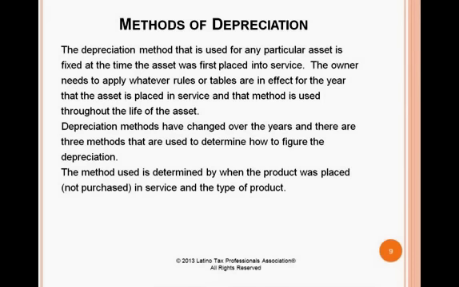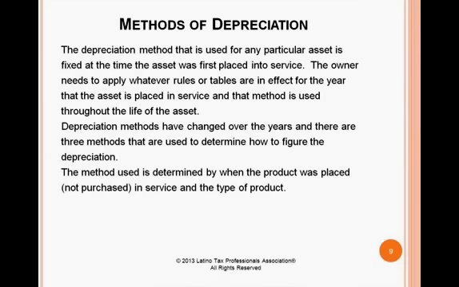Obviously, if you buy a copier at the beginning of the year, you're going to have more depreciation for that year than if you bought it at the end of the year. The owner needs to apply whatever rules or tables are in effect for the year that the asset is placed in service, and that method is used throughout the life of the asset. So in the final year, if you purchase that copier in December, you're going to have a small amount of depreciation to deduct that year.